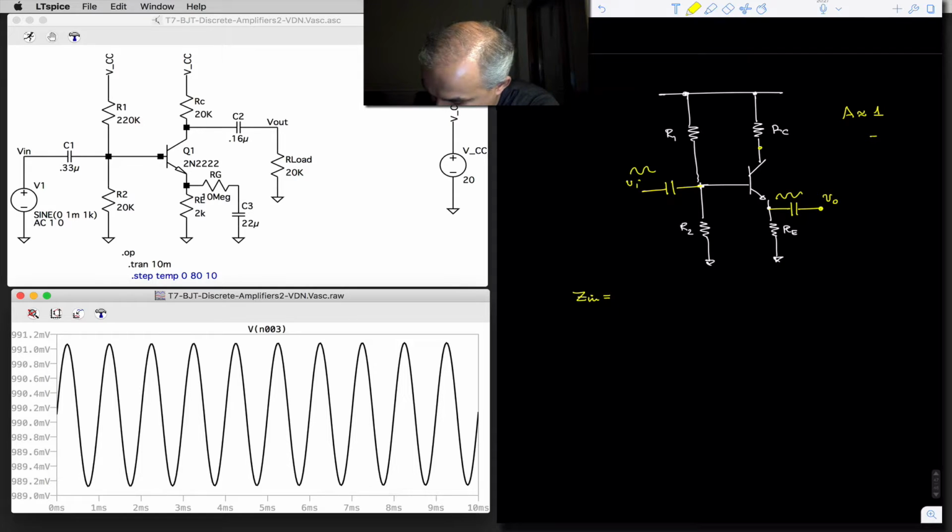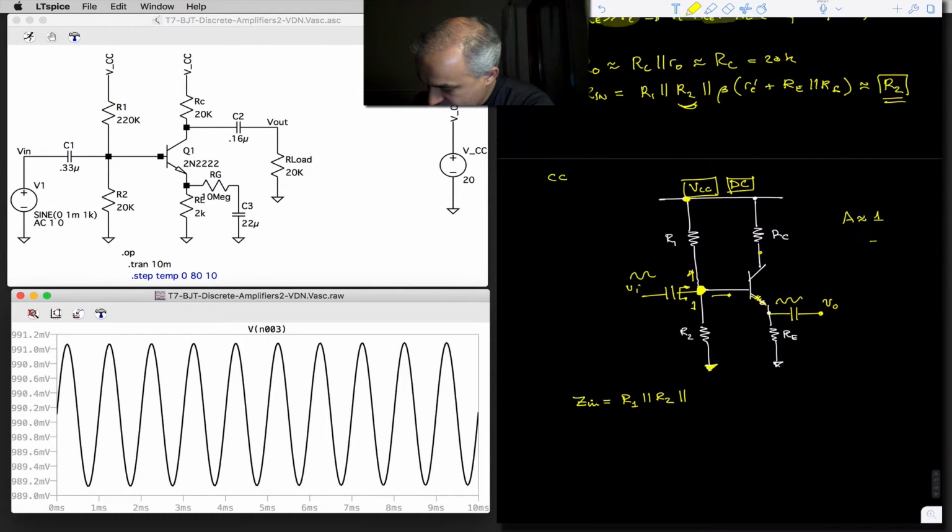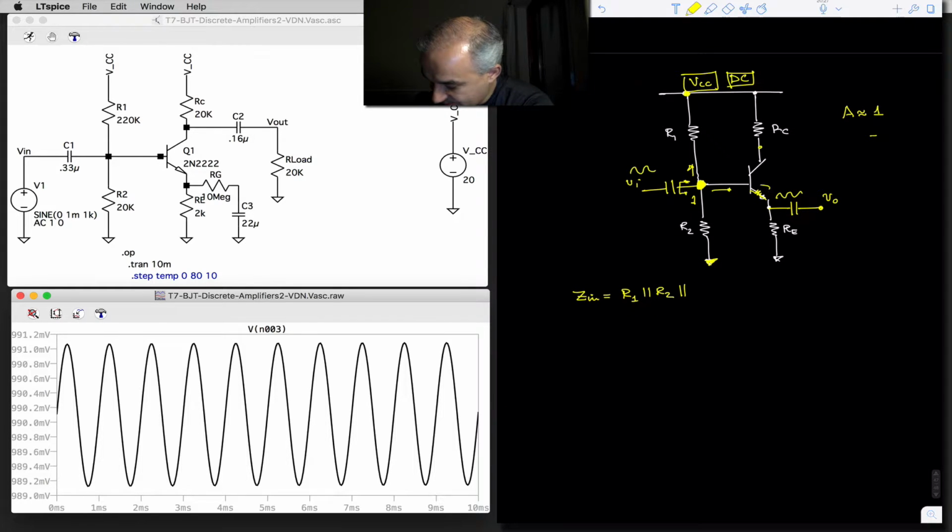So the impedance looking from here is going to be R1 in parallel with R2. Why is that? Because this is VCC. A DC voltage source looks to an AC signal as ground, and that's why you have two resistors with one terminal in common, and then they have another terminal in common for AC. In parallel with, this is in parallel, so anytime that you have the choice of going this way or that, you have parallel with the emitter resistor, RE, everything that you have here.